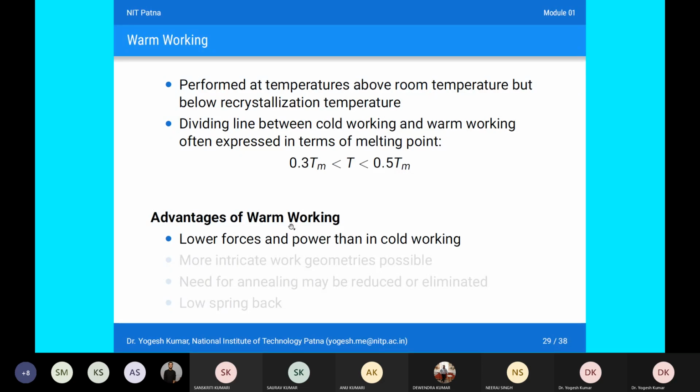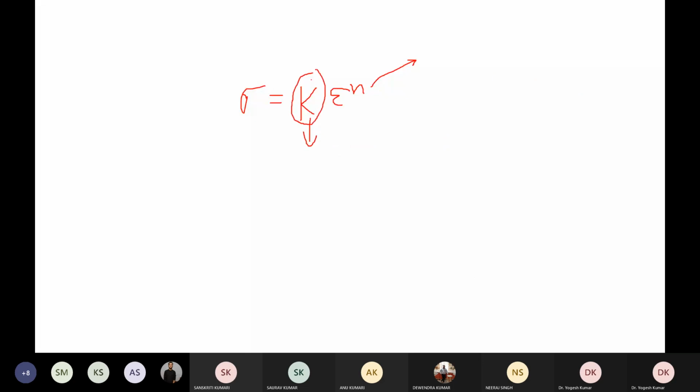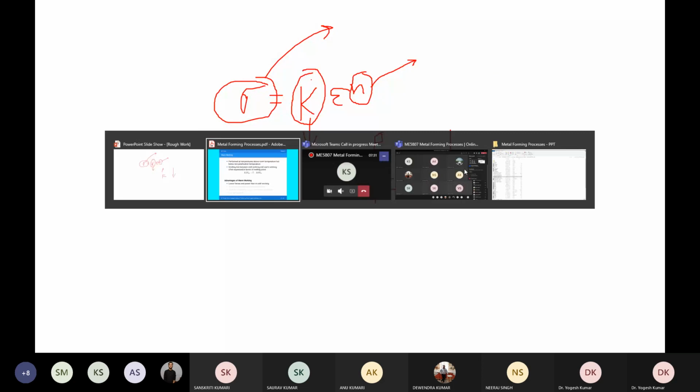So what are the advantages? So this is the obvious advantage. Since we have increased the temperature, what has happened? Your strength is reduced, your work hardening exponent is reduced. So obviously your flow stress is reduced, and if your flow stress is reduced, it means your power requirement as well as your force requirement is reduced. So this is the obvious phenomenon in the case of your warm working processes.